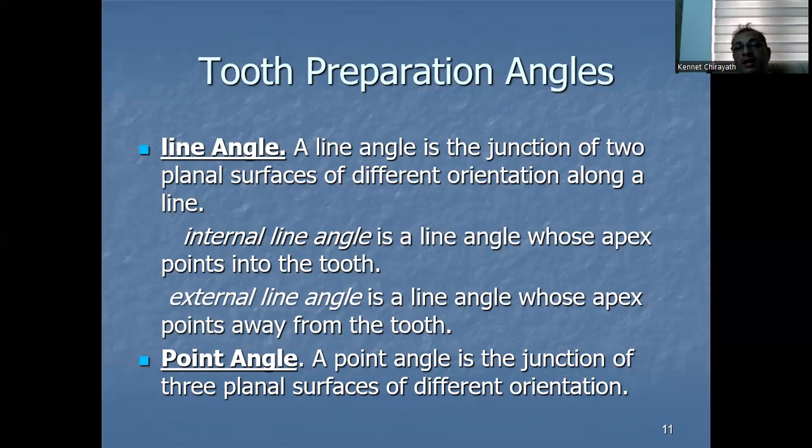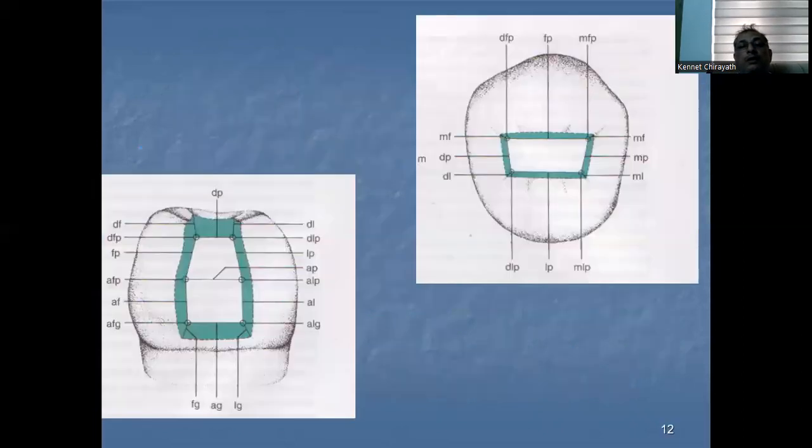An internal line angle is a line angle whose apex points into the tooth, whereas an external line angle is the line angle whose apex points away from the tooth. So these are the line angle and point angle. For example, I will tell you, in case of a class 1 cavity, there are 4 point angles and 8 line angles. Okay, so that's the same as for the class 2 cavities.